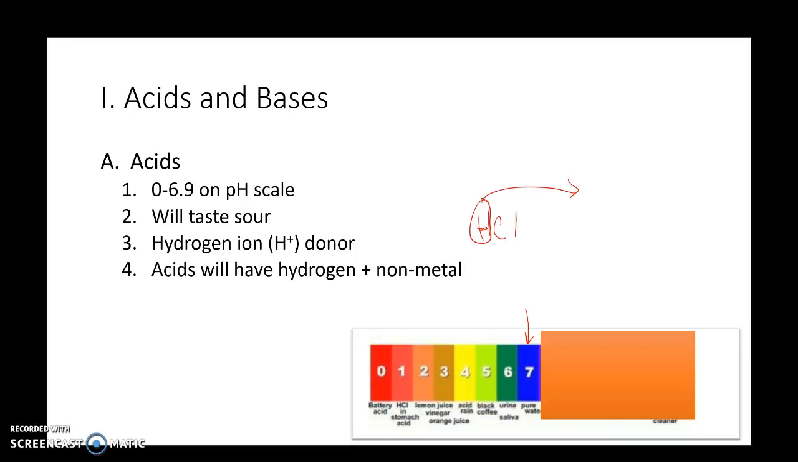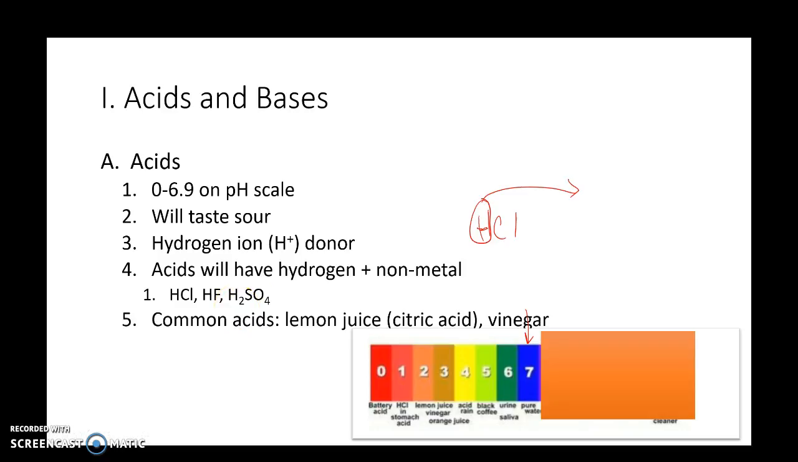Just make sure that your equations are always balanced. So if your non-metal has a charge of -2, make sure you give it 2 hydrogens. As is the case in the example here with sulfuric acid. Because sulfate has a charge of -2, you have to have 2 hydrogens. Common acids are going to be things like lemon juice, that's technically citric acid, vinegar, like I said, soda, even your saliva has a slight acidic charge to it.